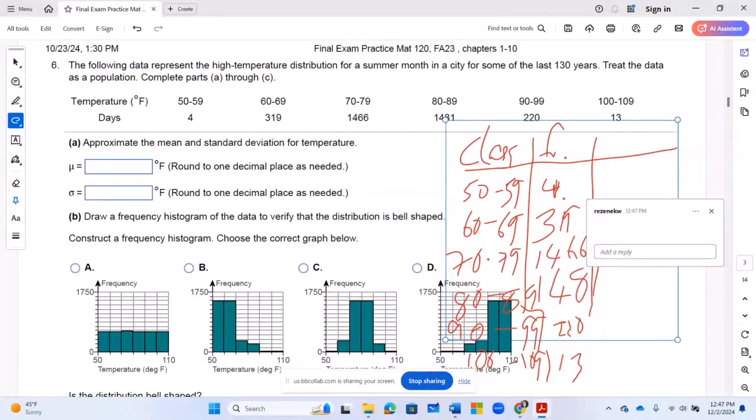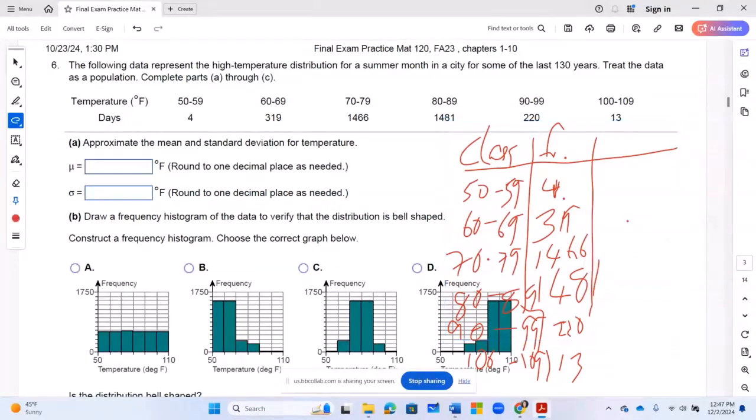So the first thing I want to do is try and find the class midpoint. Remember, find the class midpoint. And remember that class midpoint is lower bound plus upper bound divided by 2. And when you can find the first class midpoint, you actually know the others.